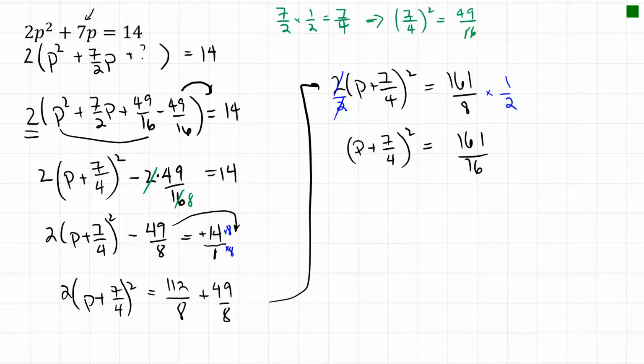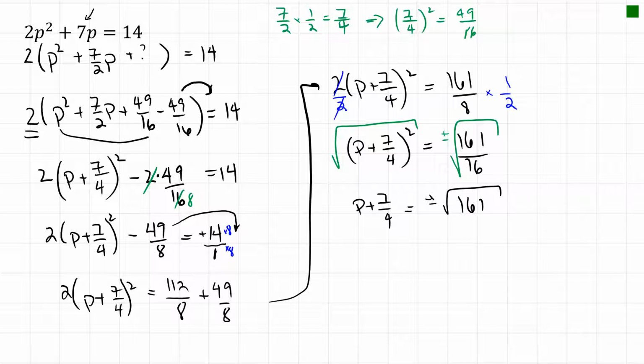Now is my time to take the square root of both sides and add the plus and minus. So I have p plus 7/4 equals plus or minus the square root of 161 over 16. And the 16 is a perfect square, so I'm going to pull it out and it becomes a 4. So only the 161 is in the radical because it's not a perfect square.